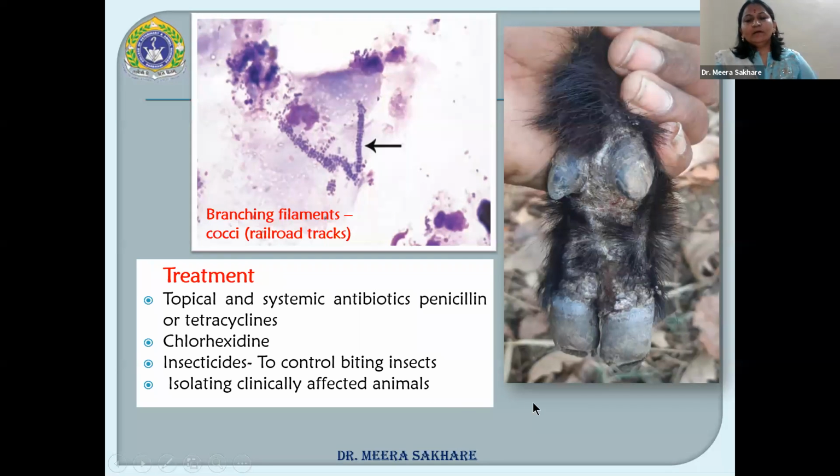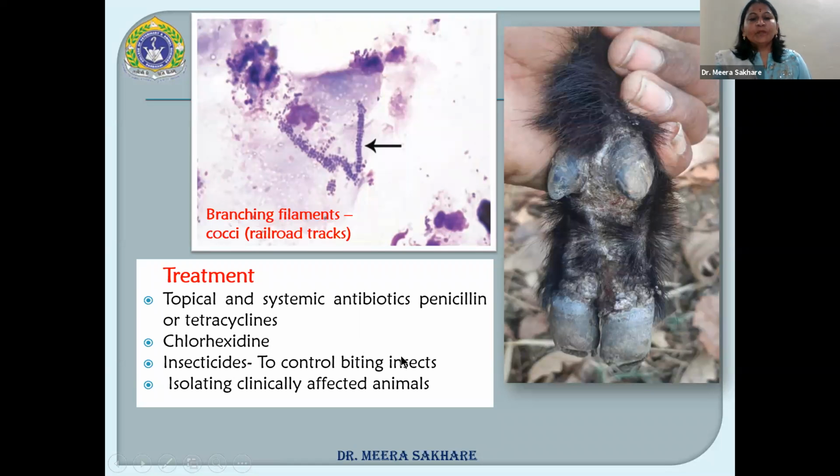So this is a gram-positive bacteria, so it will give very good results with penicillin. Streptopenicillin for a period of 5 days or up to 7 days can give better results. Or we can wash such lesions with the help of chlorhexidine.